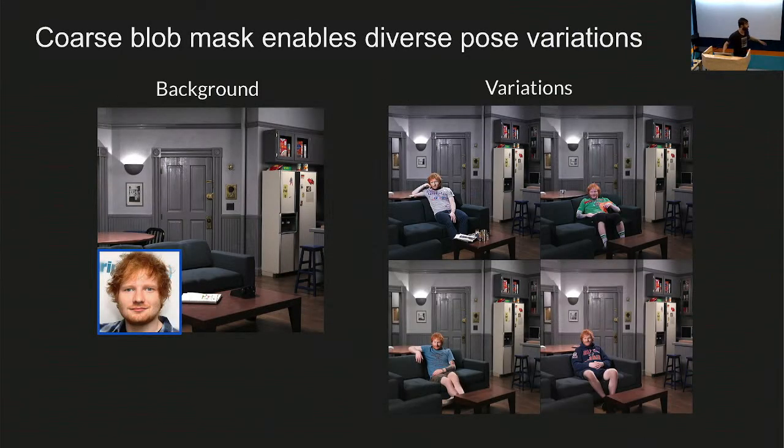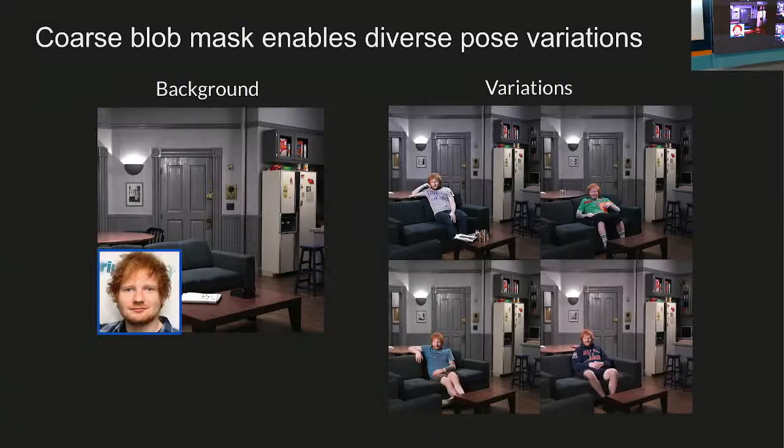Right. As the mask is loose, you can also generate different pose variations of the same object. If you have a pixel perfect mask, you cannot generate pose variations. So you see here, this person is now sitting in different pose variations, just by wearing the suit. But the location is coarsely the same. So that is the advantage of having a blob based coarse mask representation.